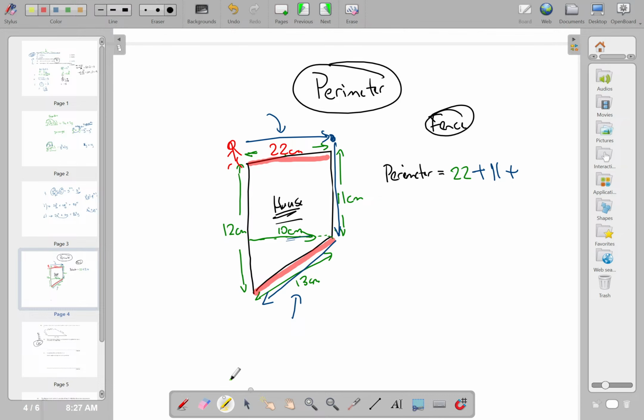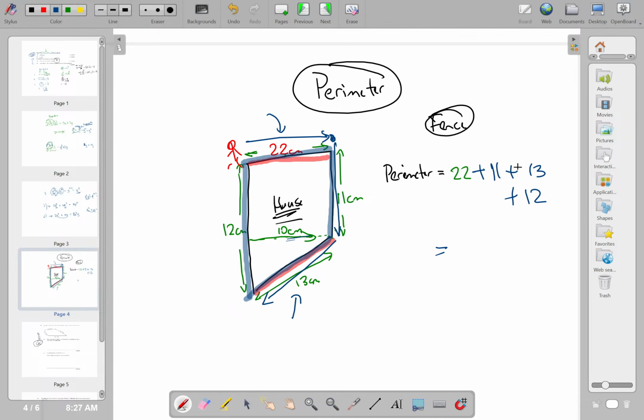In fact, let me use some more of these. So we got 22 first, 11 next, 13, because we have to go around the house, people, and then lastly another 12. So that's what I want to call out in this quick little snippet: perimeter means take the man on a journey around the house, please.